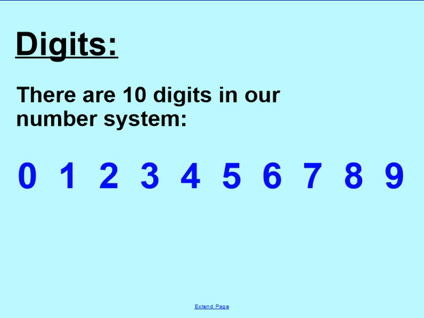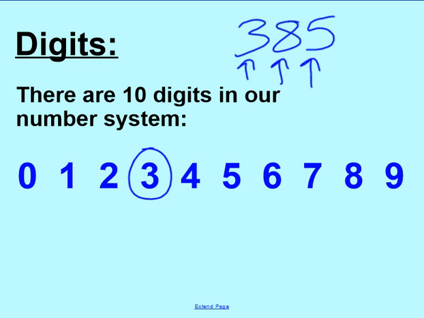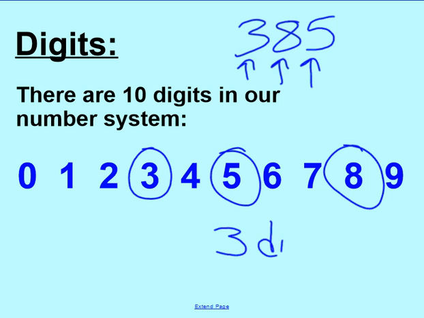If I take a number like 385 and I look at each digit, each number that is in the number 385, I find a 3, I find an 8, and I find a 5. How many total digits do I have? I have 1 3, 1 8, and 1 5. There are 3 digits in that number.